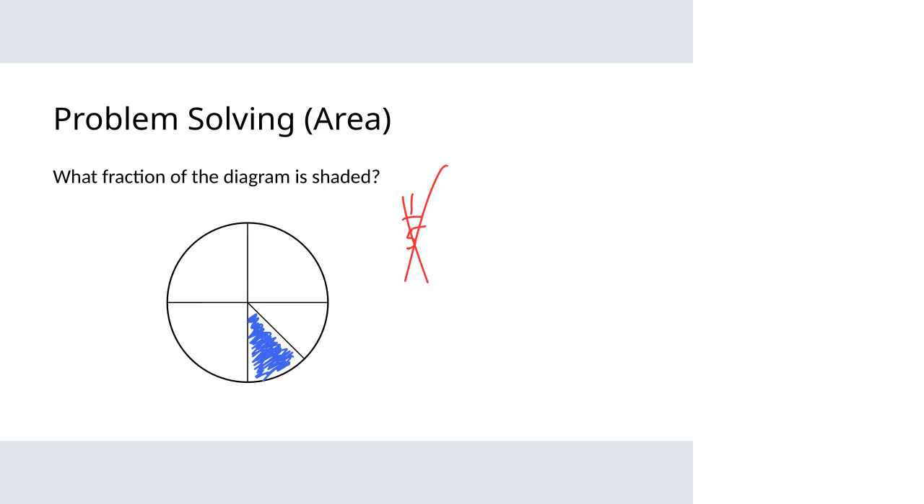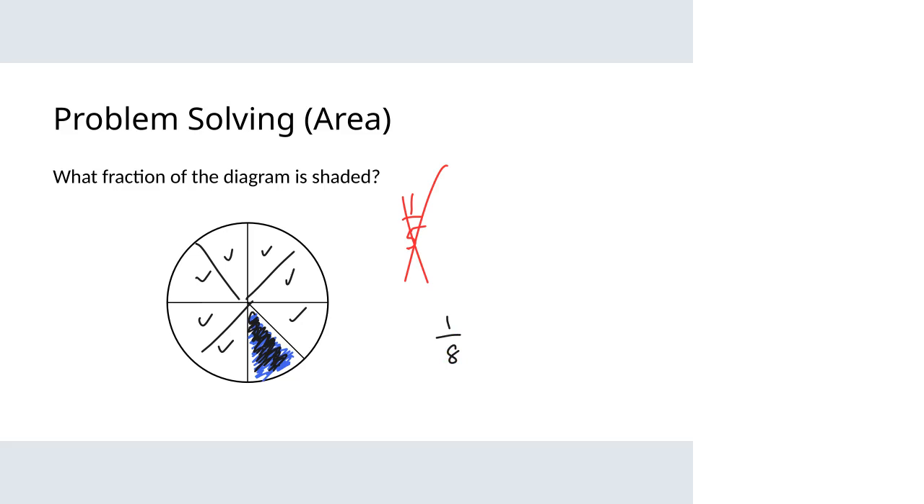The way that I really want you to think about this is, how many of these would it take to fill up the whole shape? And I've got one there, and okay, I'd have another one here, and then I would need 2 more here, and I would need 2 more here, and I would need 2 more here. That would make 8 altogether. Since it would take 8 of these to fill up the whole shape, 1/8 of this figure is shaded.